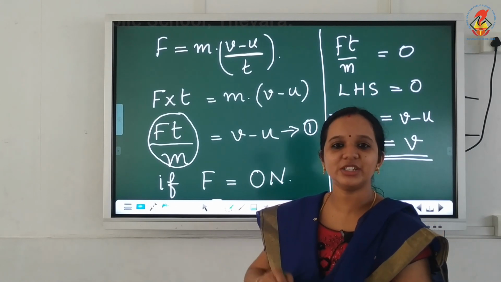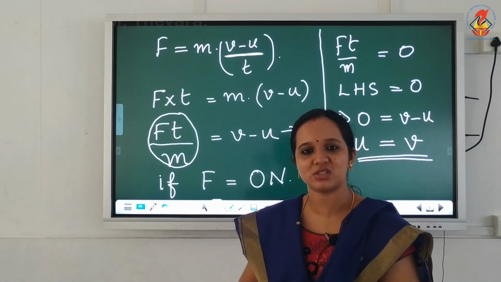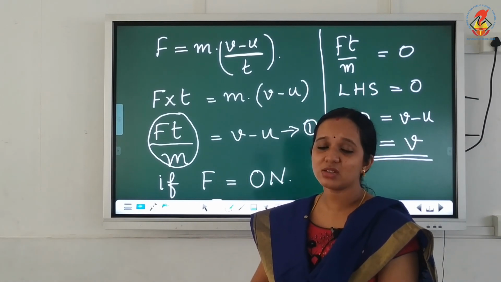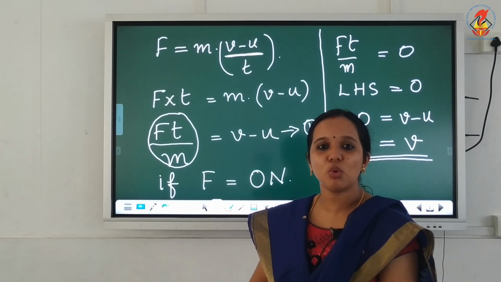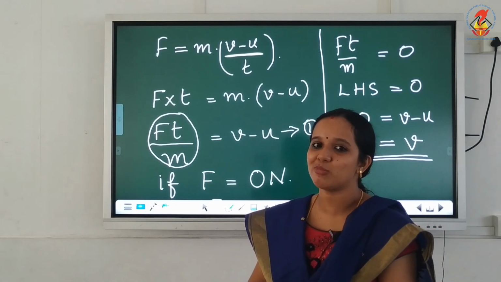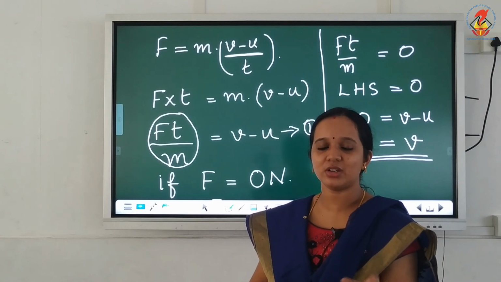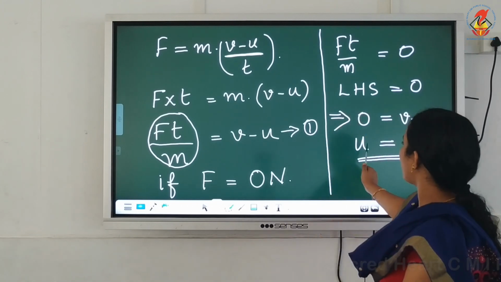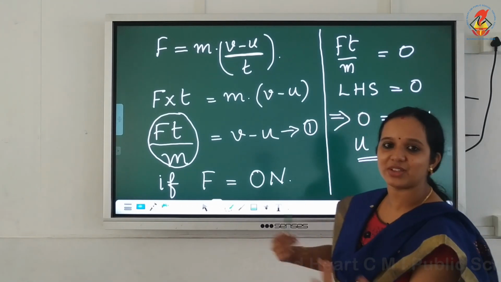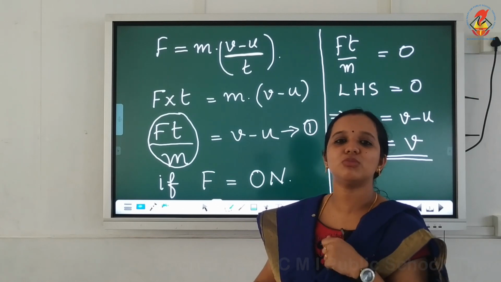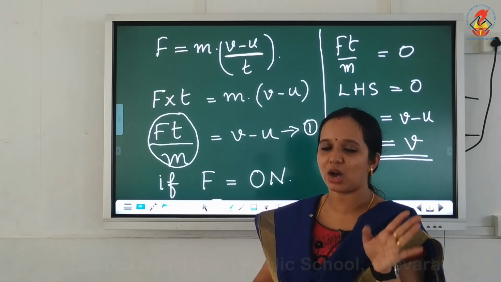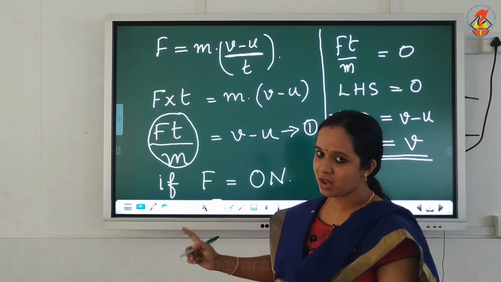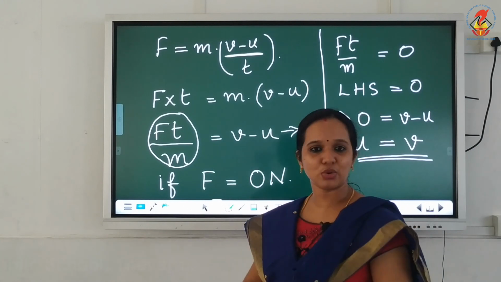The object will continue to move with the same velocity throughout if the external force applied is 0. That is, the object will continue to move in uniform motion. Uniform motion means throughout the motion, the object will be having the same velocity. Here we have proved initial and final velocities are the same, which means the object is moving with the same velocity throughout. That means the object is in uniform motion when the force applied is 0 Newton.